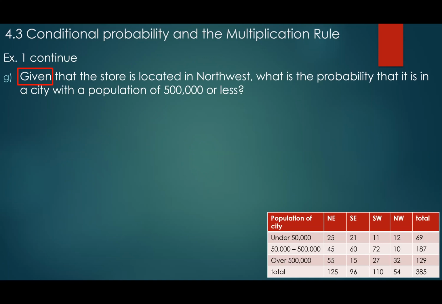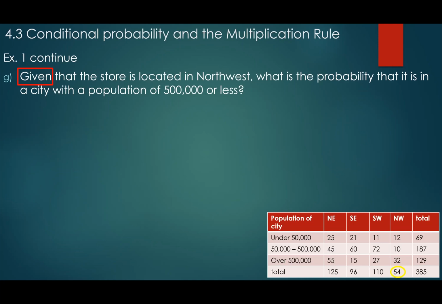So looking at this, we have 54 stores in the northwest region. Those are the stores that we're looking for. We don't care about any of the other regions. We only care about the northwest. That's the condition that is met. Now, what is the other criterion, or what is your numerator?